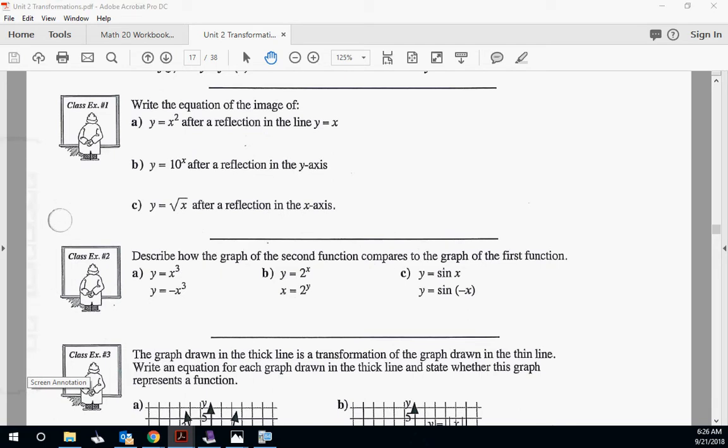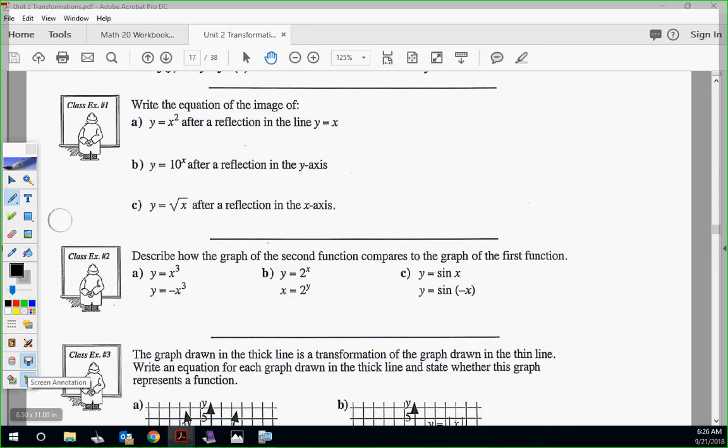So write the equation of the image of y equals x squared after reflection over y equals x. So we know that that means that when you reflect over y equals x, you're switching x and y. So that just means that it's going to essentially be x equals y squared. And if we want the equation in terms of y, then we would square root. So y would equal plus or minus root x. That would be the equation for that reflection.